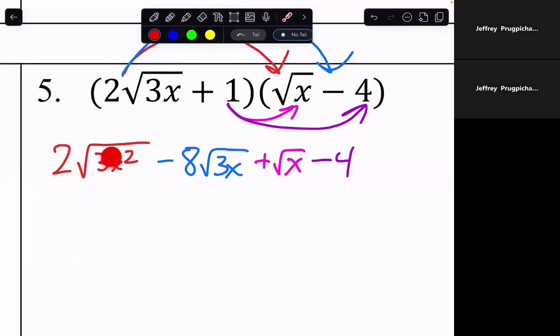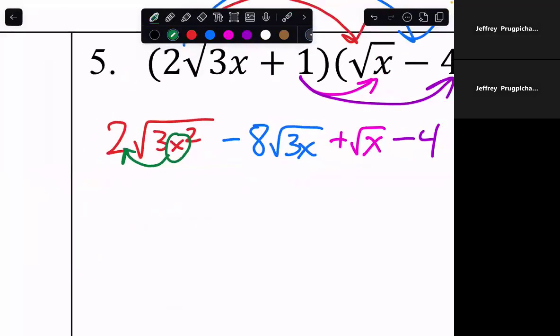Okay, so none of these can be combined, but we can simplify this one, right? We know that 3x squared, the x squared, the x can move out. So the 3 does not move out. The 3 does not have an exponent. It's only the x which gets to move out.